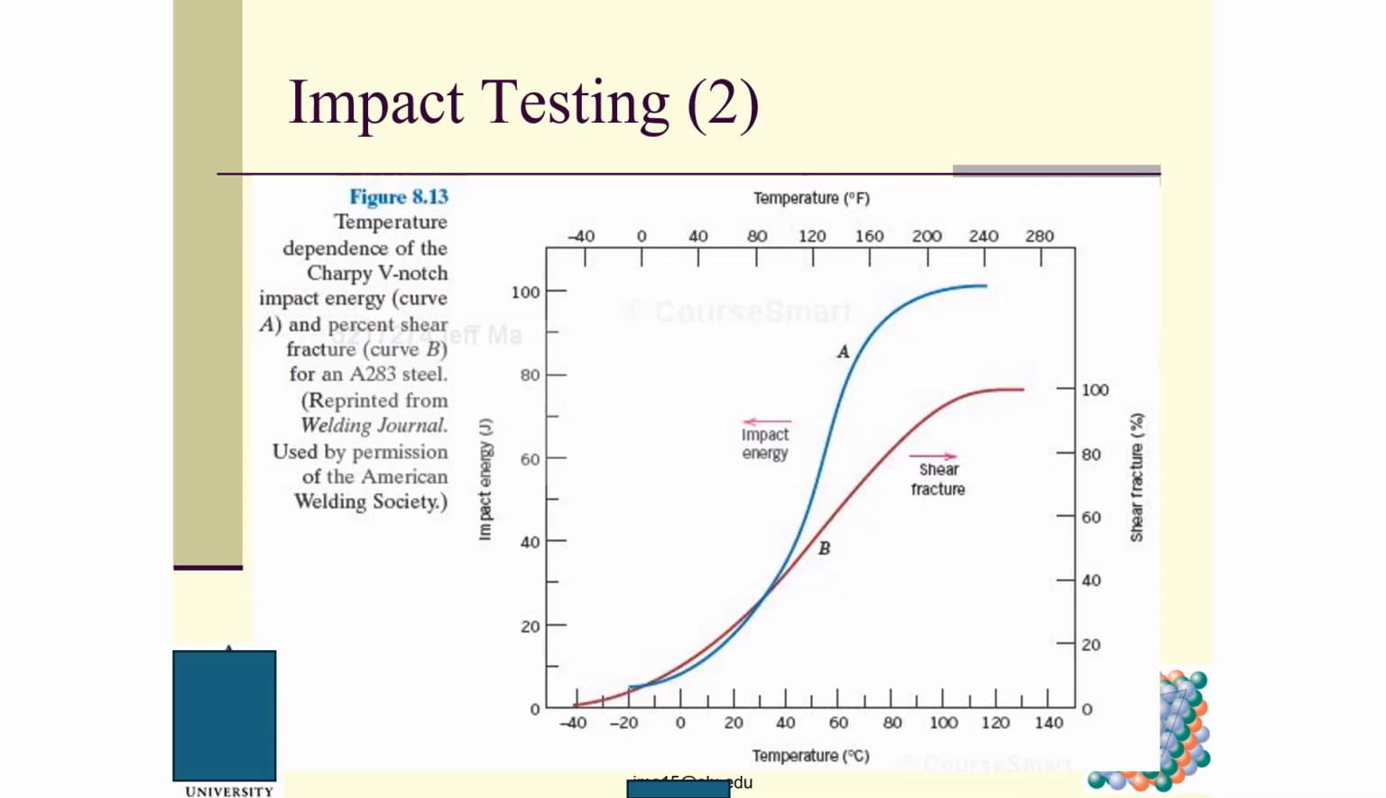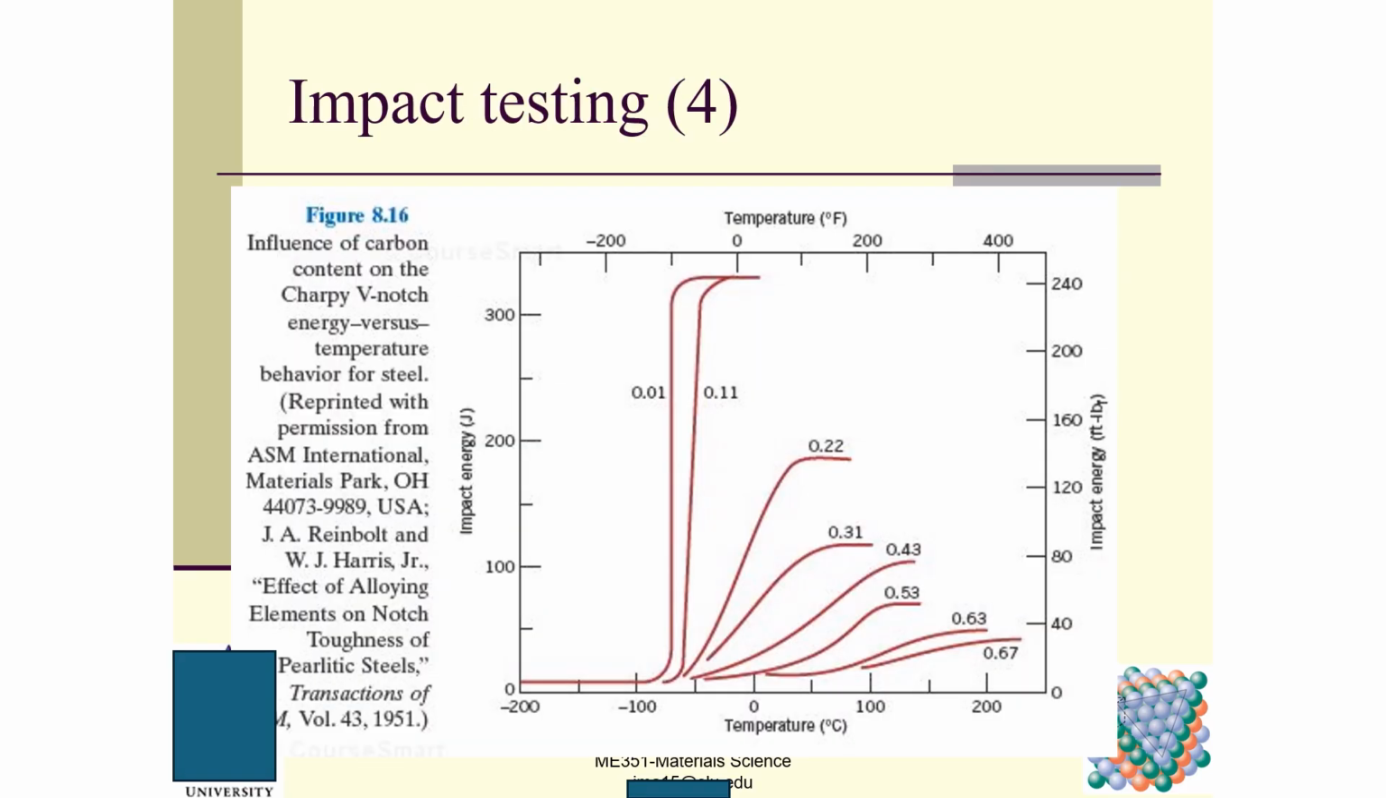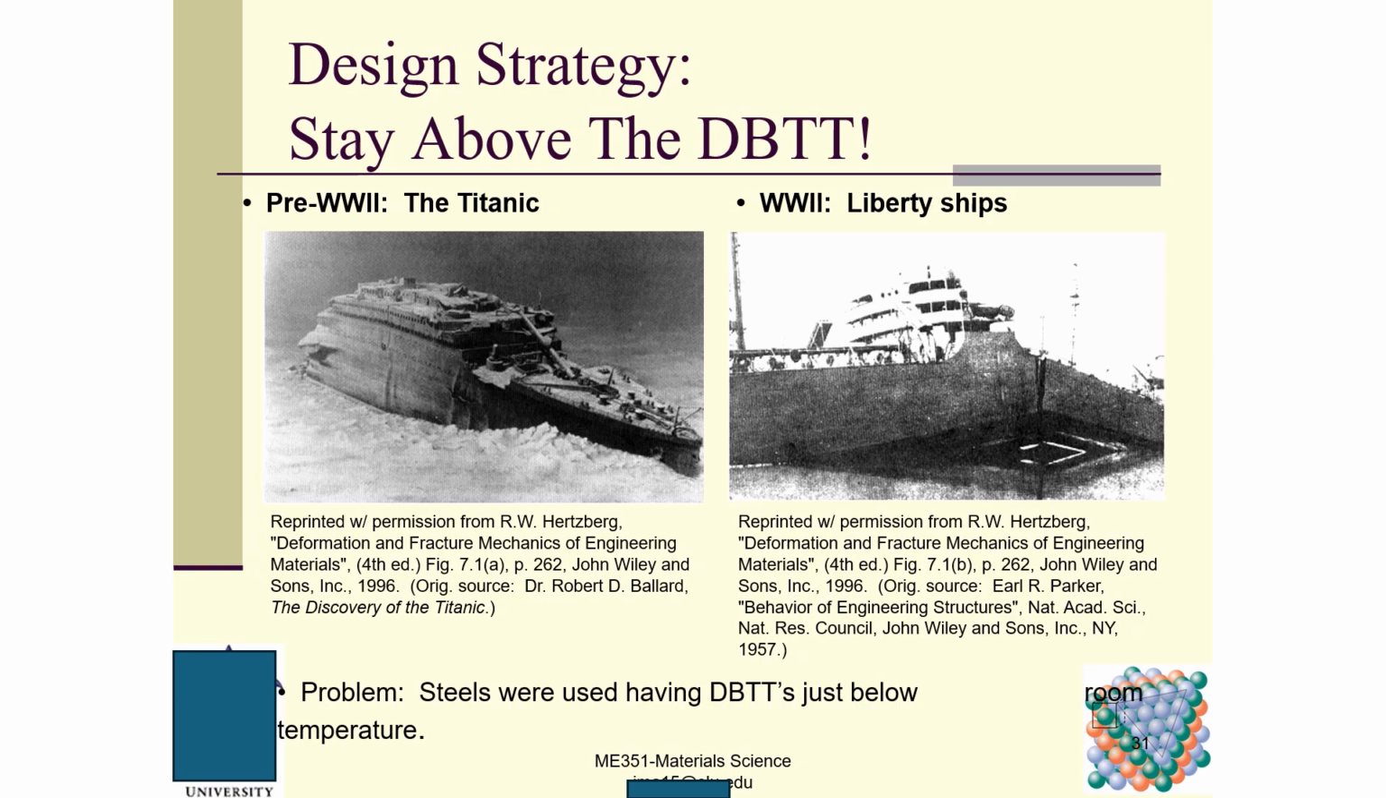Impact testing here. You can see these are two figures: impact testing on different materials, and they have different impact energy. Here is the temperature, and how the impact energy is related to the temperature. So the design strategy is to stay above the DBTT. DBTT means ductile to brittle transition temperature. Here is pre-World War II, the Titanic, and here is World War II Liberty ships, because the ocean water was very, very cold.